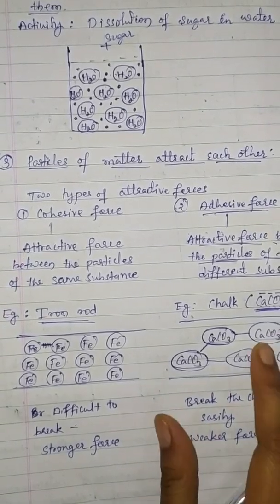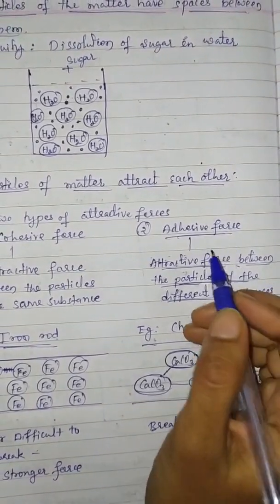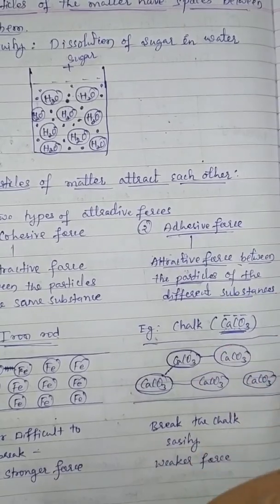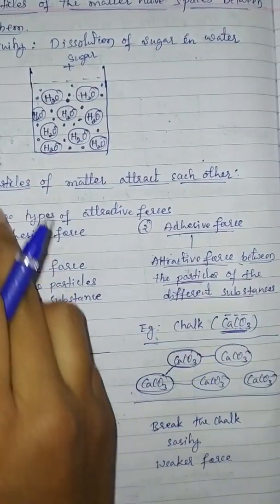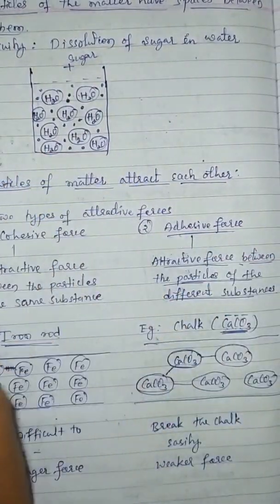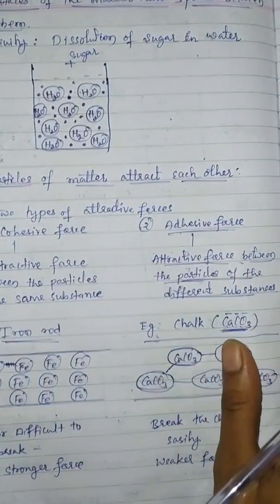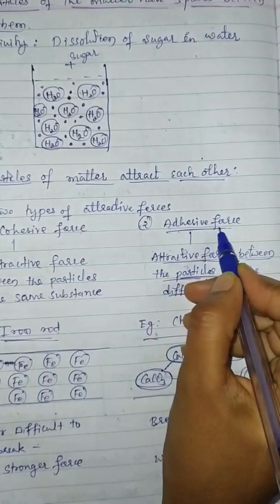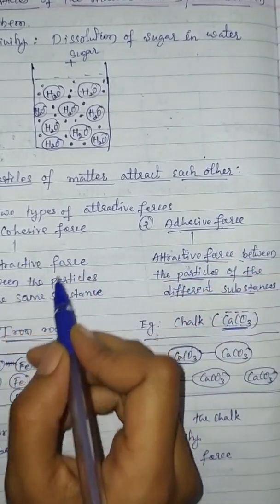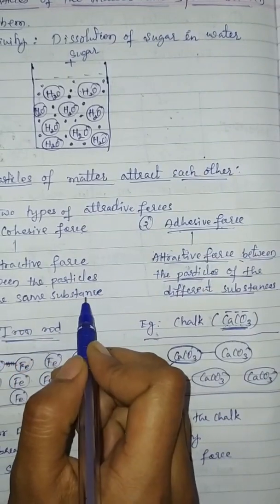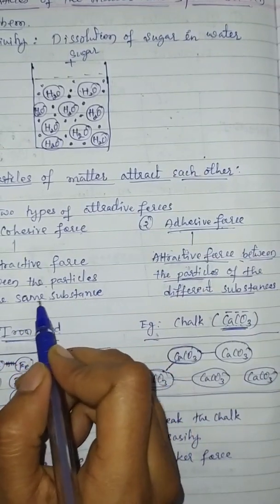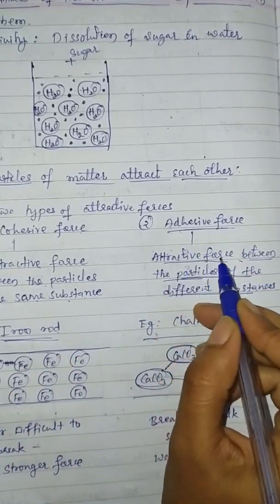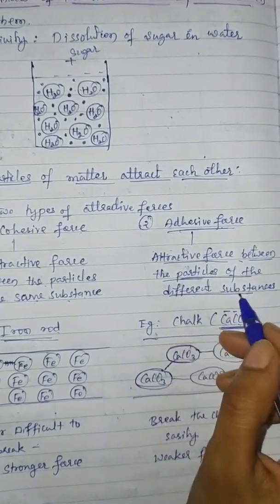So these are the characteristics of the particles of the matter. I will repeat this last property. There are two types of attractive forces, cohesive force and adhesive force. Cohesive force is the attractive force between the particles or atoms of the same substance, whereas adhesive force is the force between the particles of different substances.